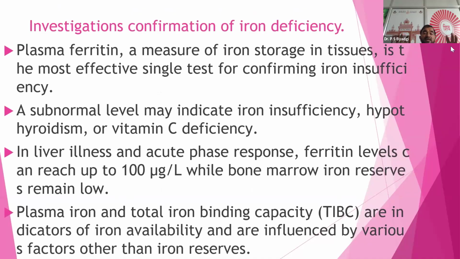The subnormal level may indicate iron insufficiency, hypothyroidism, and vitamin C deficiency. In liver disorders, with the acute phase response, the ferritin levels can reach up to 100 micrograms while the bone marrow iron reserves remain low. The plasma iron and the total iron binding capacity are indicators of iron availability that are influenced by various factors other than the iron reserves.